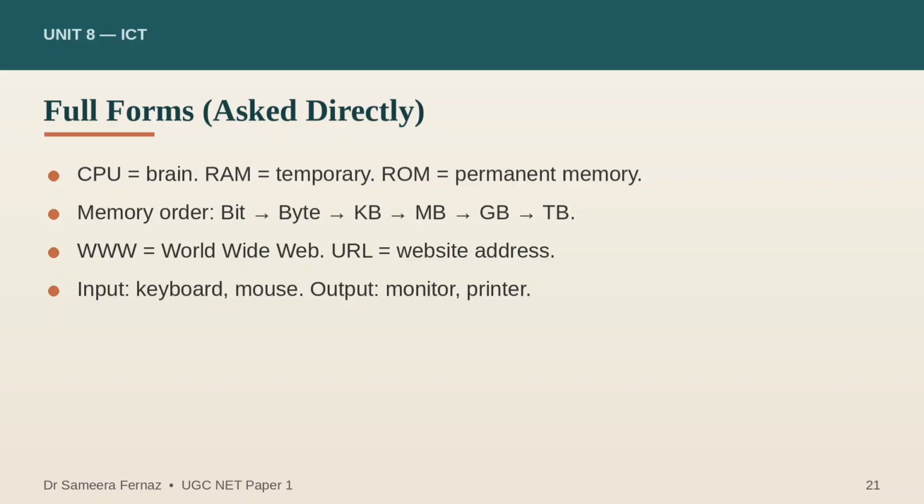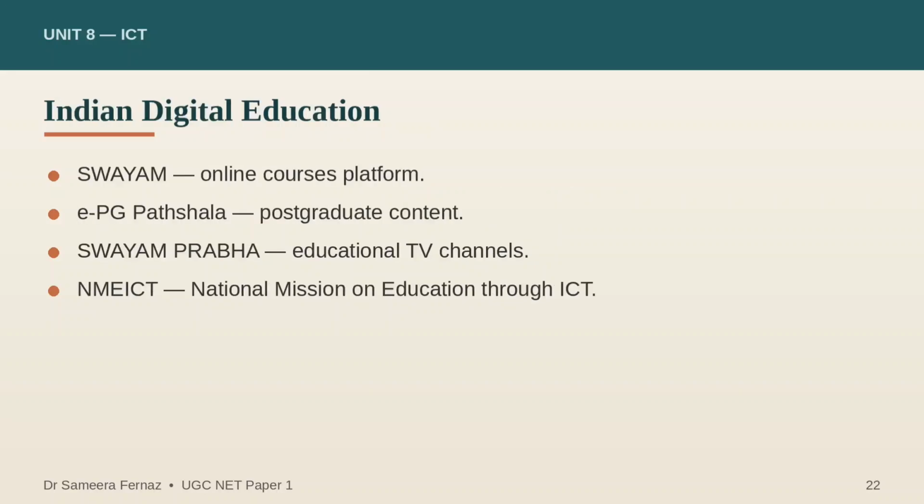The smallest unit is bit. 8 bits make 1 byte. Then kilobyte, megabyte, gigabyte, terabyte. A simple order to remember is bit, byte, KB, MB, GB, TB. Each one is bigger than the one before.